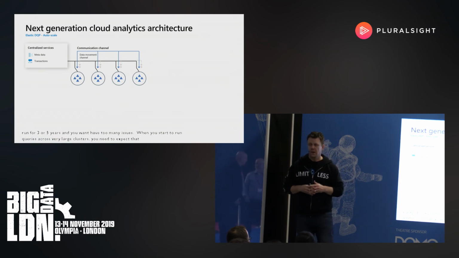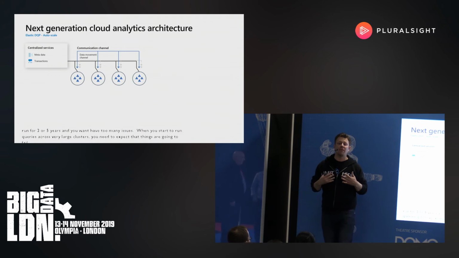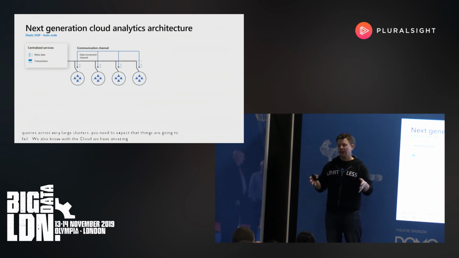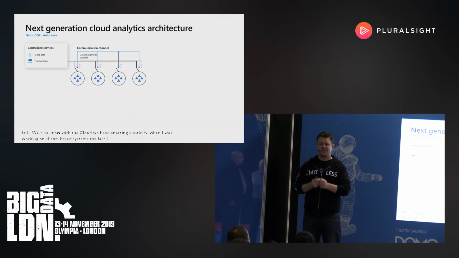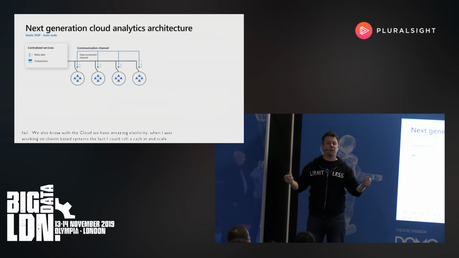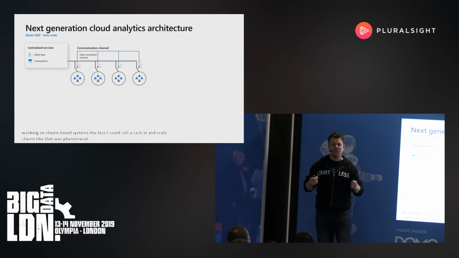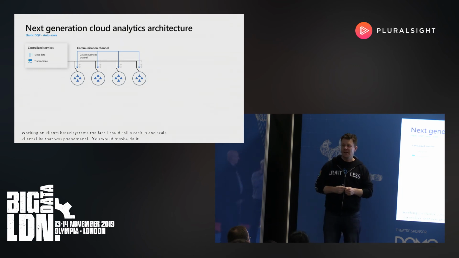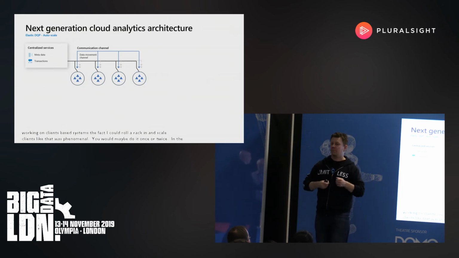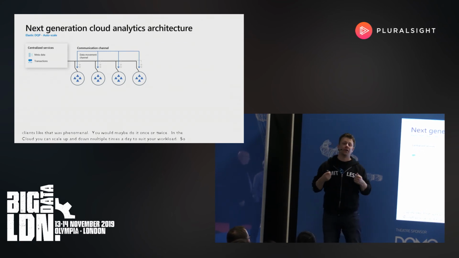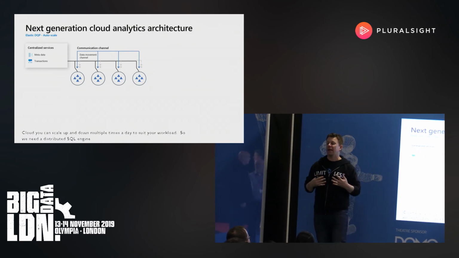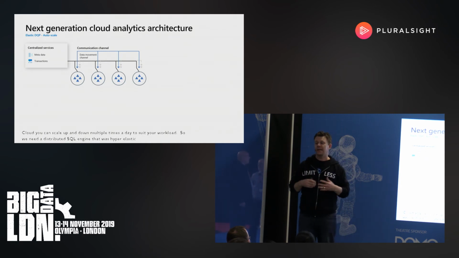When you start to run queries across very large clusters, you need to expect that things are going to fail. We also know that with the cloud, we have amazing elasticity, right? When I was working on appliance-based systems, the fact that I could roll a rack in and scale the appliance like that was the most phenomenal elasticity ever. But you'd maybe do it once or twice in hardware life. In the cloud, you can scale up and down multiple times a day to suit your workload. And so we needed a distributed SQL engine that was really hyper-elastic and built completely cloud native.